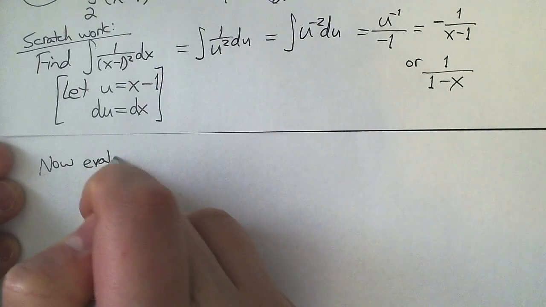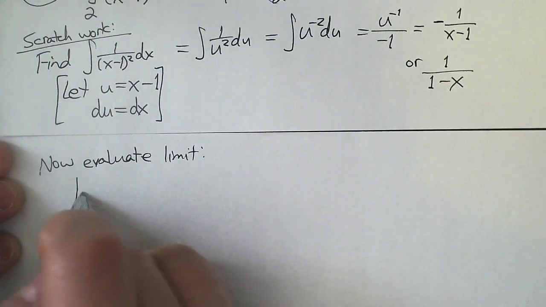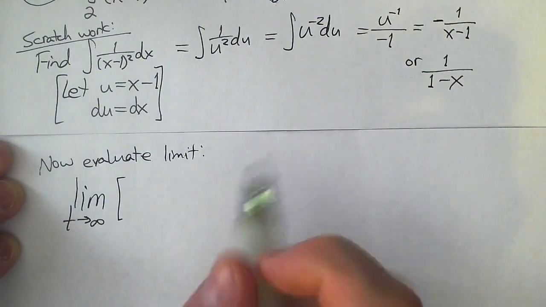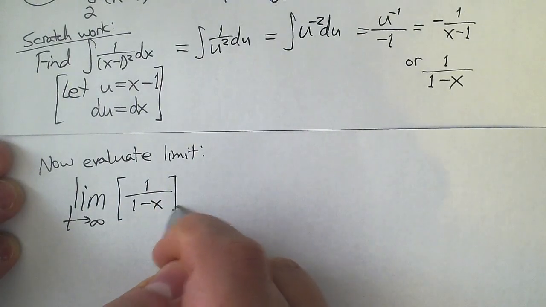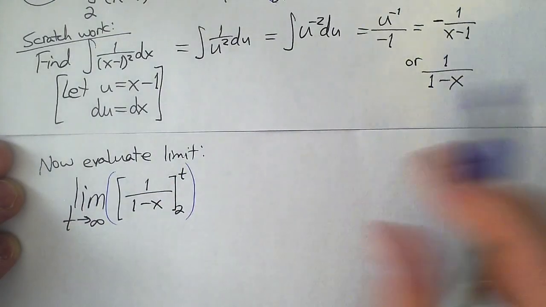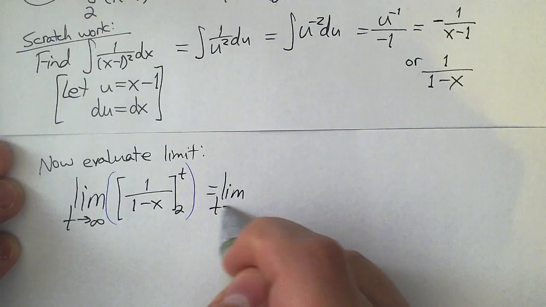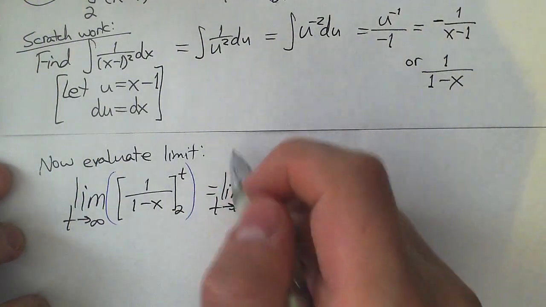Now, that was scratch work, and I'm labeling now: evaluate limit. So the limit as t goes to infinity of, let's not forget the 2 and the t, 1 over 1 minus x with the 2, with the t, and then optional parentheses around that if you want to. At this point, I still can't tell what it is, right? We need to carefully put in the t and the 2, but I think we're getting close to the end of this.